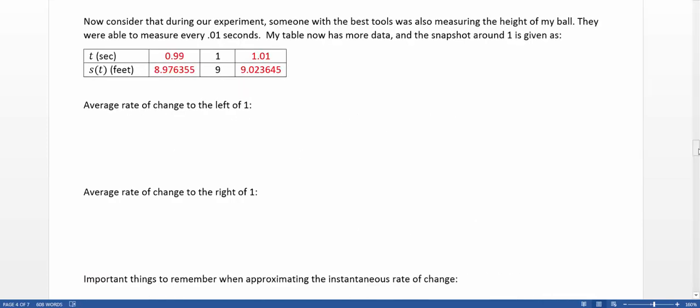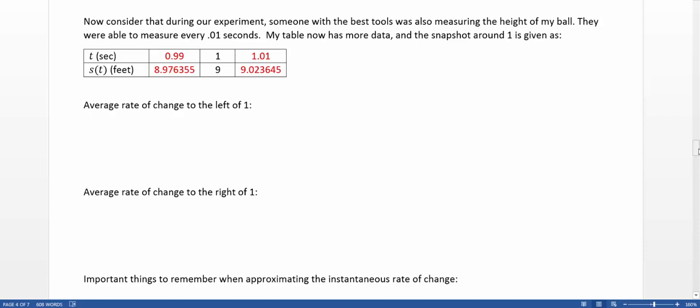So finally, let's consider that during our experiment, someone who has the best measuring tools was also measuring the height of my ball, and they were able to measure every 1/100th of a second. So almost at every single moment in time. So again, I could fill in the data for every 1/100th of a second, but that would make the table really, really big. So instead, I'm zooming in on what the data points around 1 would look like if I had measured every 1/100th of a second.